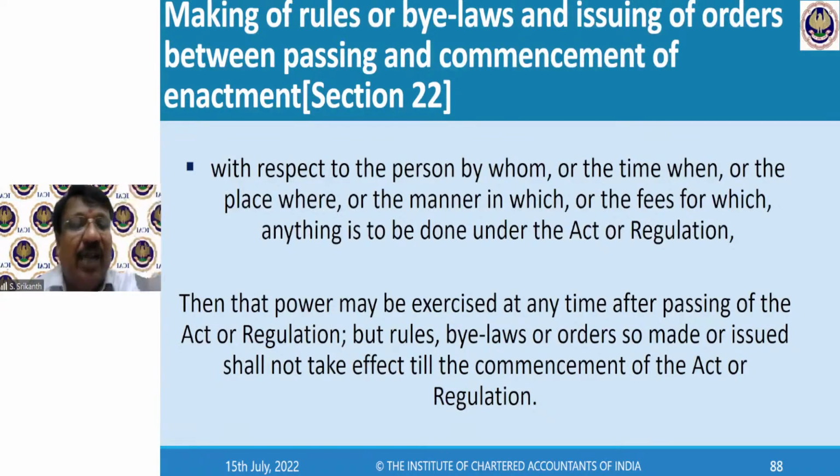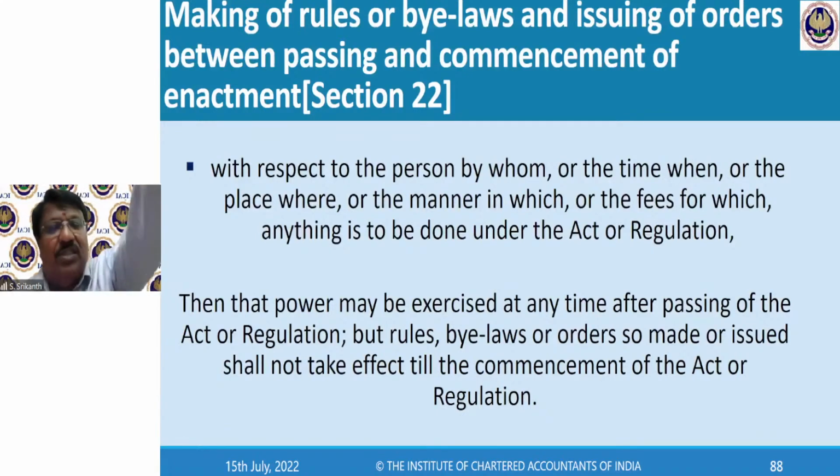For example, a section can say such sum as may be prescribed. The section itself has not been made effective. You have prescribed 2 crore. That 2 crore cannot be applicable till the section itself is passed. Then this rule will come and then 2 crore.